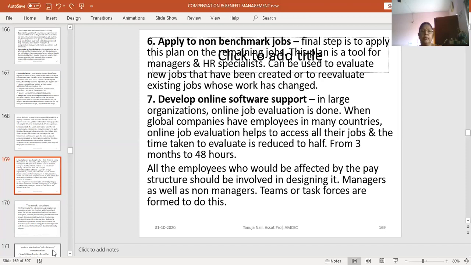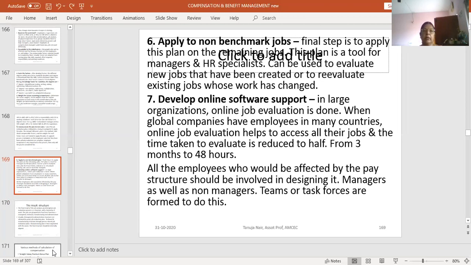So this process of job evaluation, you can use it to evaluate new jobs which have been created in your organization. Like many companies are going for AI, artificial intelligence. This is a new job. So for the new jobs, you can do the evaluation to find out how important or how valuable it is for your organization, or you can re-evaluate existing jobs whose work has changed.